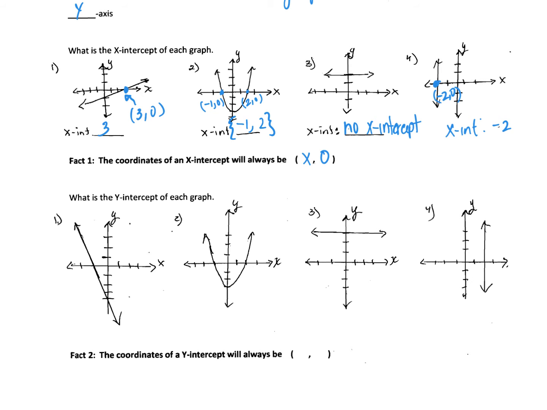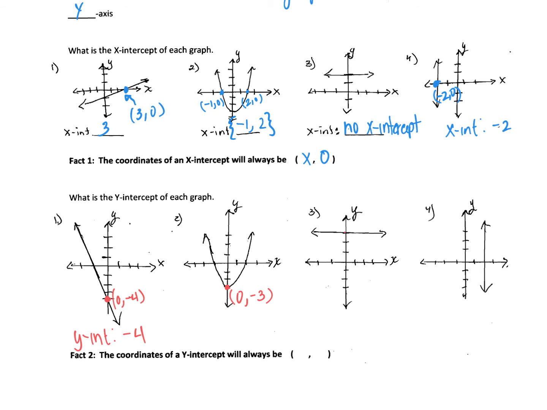The y-intercept is where it crosses the y-axis. The y is our vertical axis here. So this line here crosses at (0, -4). Therefore, the y-intercept is -4. This parabola only touches the y-axis one time at -3, and that's the y value, so it's (0, -3), because the x value on the y-axis is 0.